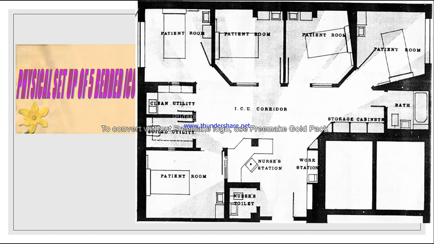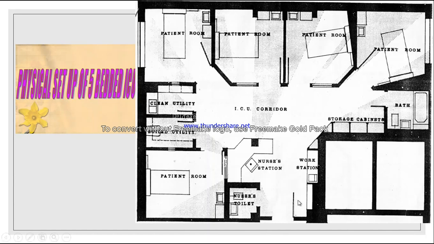So this is a picture just to have an idea of what an ICU looks like. There are many beds. There is one bed here, this is a patient room, this is the second patient room, third, and this is also another patient bed, an ICU bed. Then there's a bathroom here, then there is a storage cabinet where we keep all the medicines, the drugs, the equipment, and the articles required for providing care to the patient.